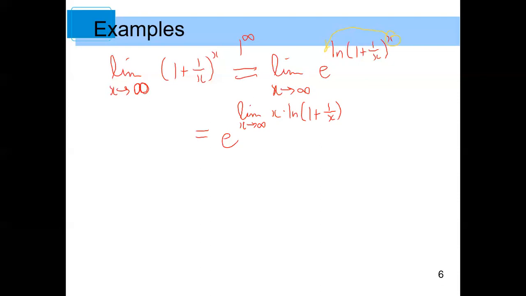What's the form of this? Let's think about this together. What happens if I let x go to infinity? Well, the x part goes to infinity. The logarithm of 1 plus 1 over x, what is that going to? Logarithm of 1. So what's that? So this is like infinity times 0.